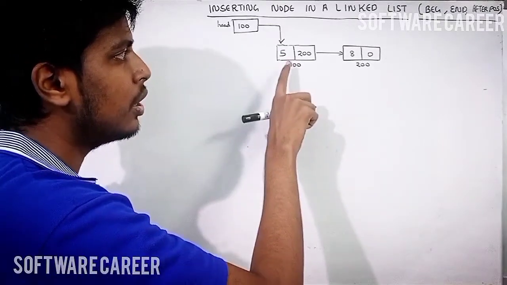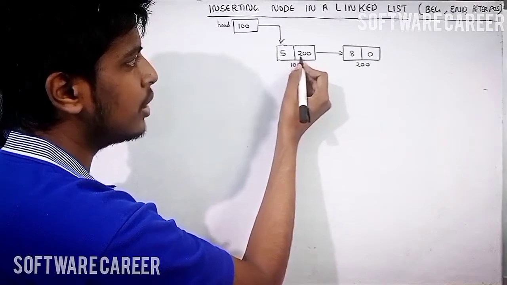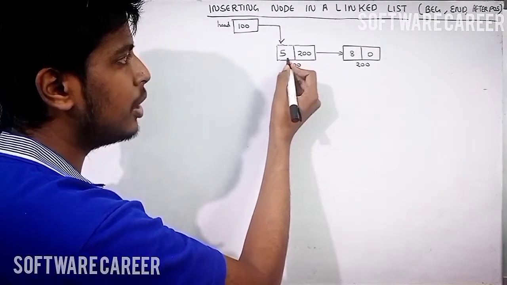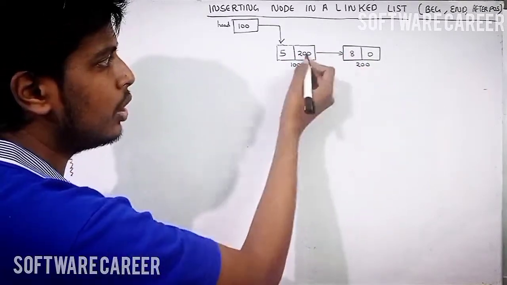First step is you should define the structure of a node. What is the structure of the node? It contains two parts, data part and pointer part. Data part stores the data value and pointer part stores the address of the next node. That is, 200 is stored here.